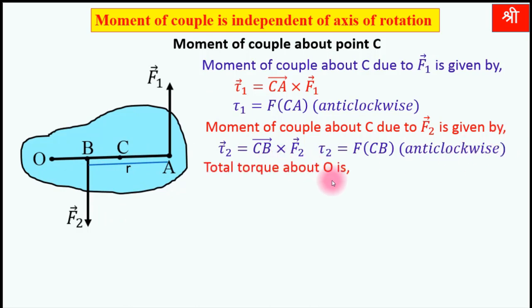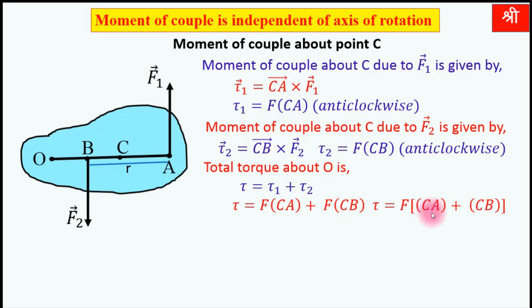Total moment of couple about C is given by tau equal to tau 1 plus tau 2. Put in these values of tau 1 and tau 2: tau 1 equal to F into CA plus tau 2 equal to F into CB. You can take F common: F into (CA plus CB), but CA plus CB means total distance BA. Therefore, we get tau equal to F into BA. But this BA is r, small r. See this figure. Therefore, F into r. Therefore, torque equal to r into F, anti-clockwise direction.